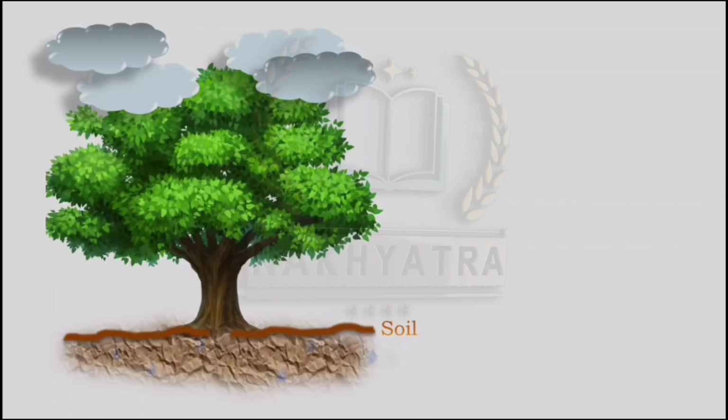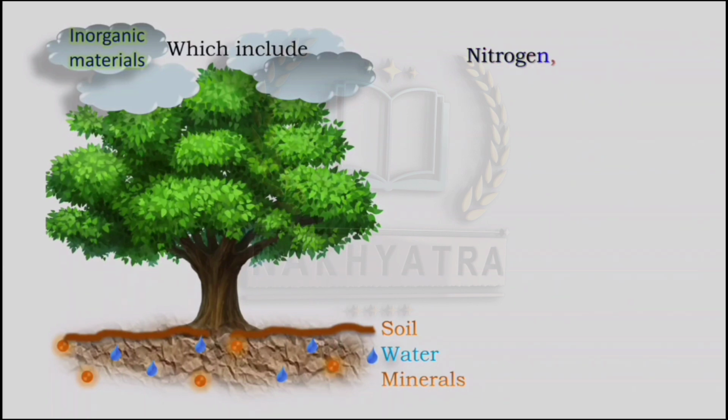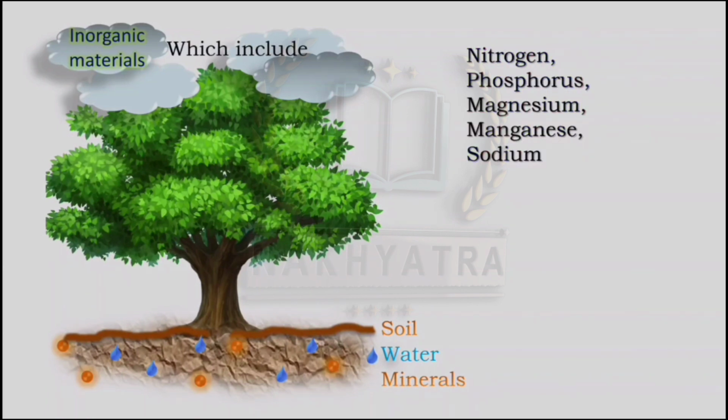Now see here, this is soil where water and minerals are present. So these are necessary for plants to grow. Now apart from these water and minerals, few inorganic materials are also necessary, which include nitrogen, phosphorus, magnesium, manganese and sodium. So these are the few inorganic materials.